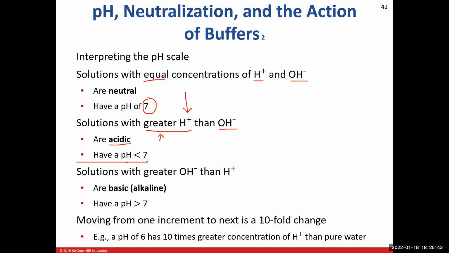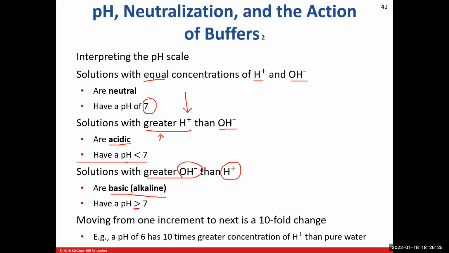Okay, now, if we flip it, and if I now take something and add it to the water, and I find out that I get way more hydroxide ions and very few hydrogen ions, then that solution is basic or alkaline. And it has a pH value of greater than 7. So anything with a high pH of greater than 7 is basic. Anything that has a low pH, below the value of 7, is going to be acidic.